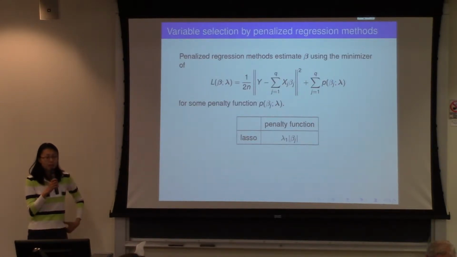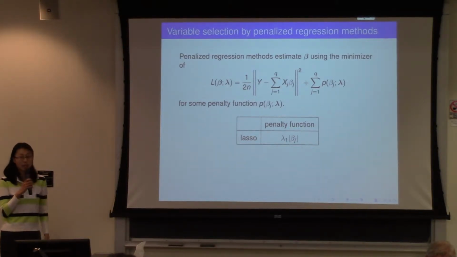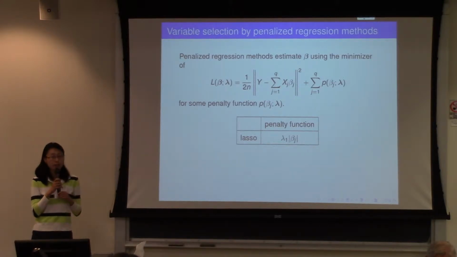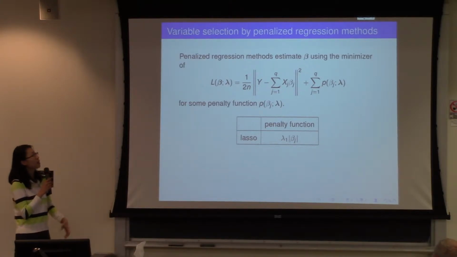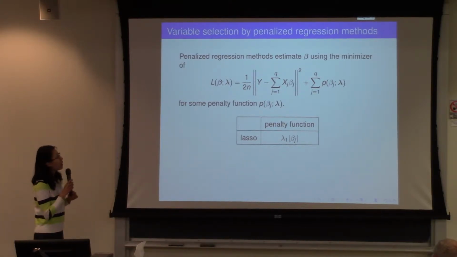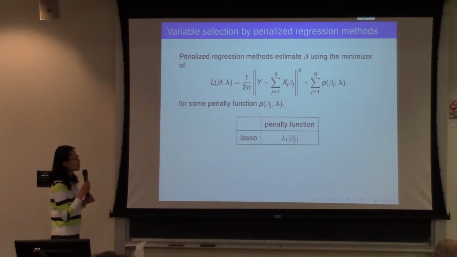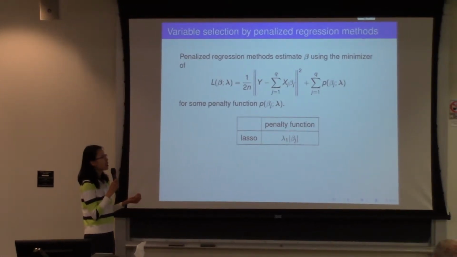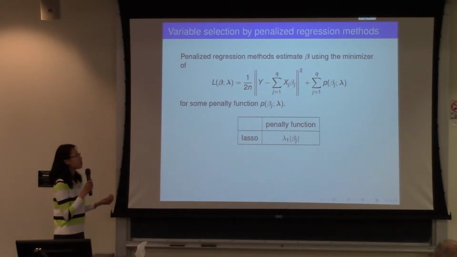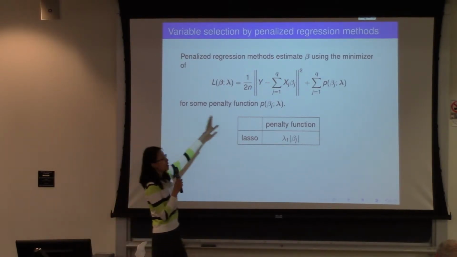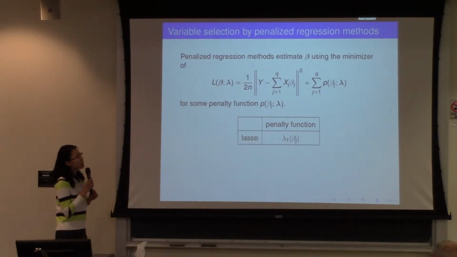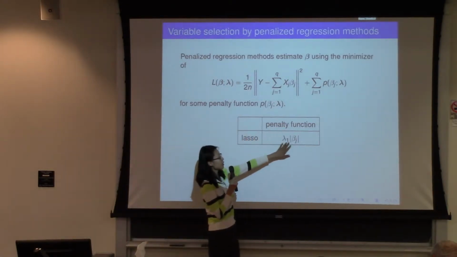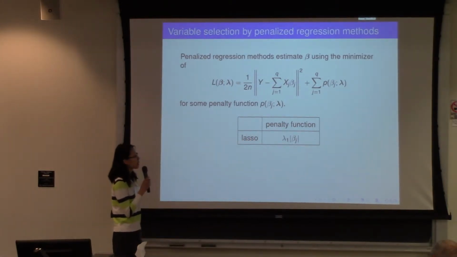All right. There are many ways to do variable selection, more traditional ones like best subset selection, forward, backward selection. I'll skip right into a relatively more modern approach, penalized regression methods. Penalized regression methods will do variable selection and estimation of the coefficients at the same time by estimating beta with the minimizer of this function L of beta. I'll give you an example of this penalty function P, for example, the famous Lasso penalty.